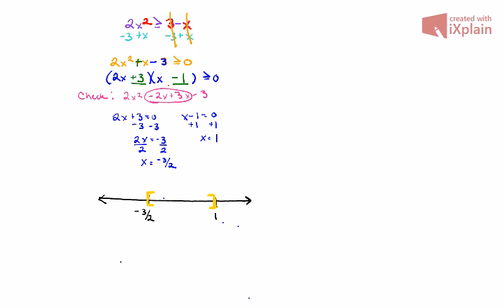Okay, so now what we're going to do is check by picking values from each section. So the first section that we're going to take a look at will be to the left of negative 3 halves. So we just want to pick any value. Odds are you want to pick something that's small and probably closer to the value, just because it's going to be easier to evaluate and it's going to open you up to less opportunities for making an error.